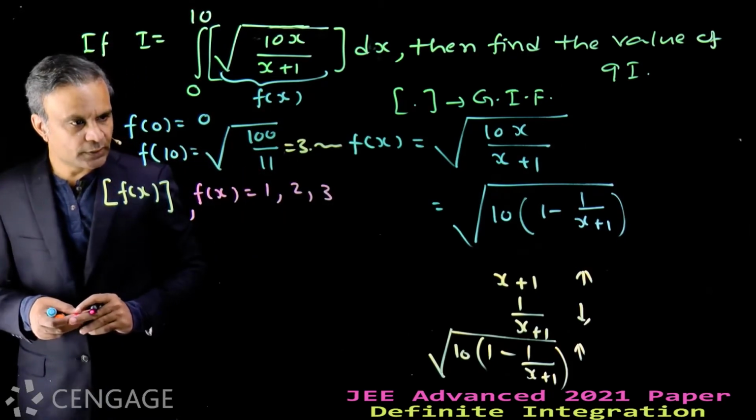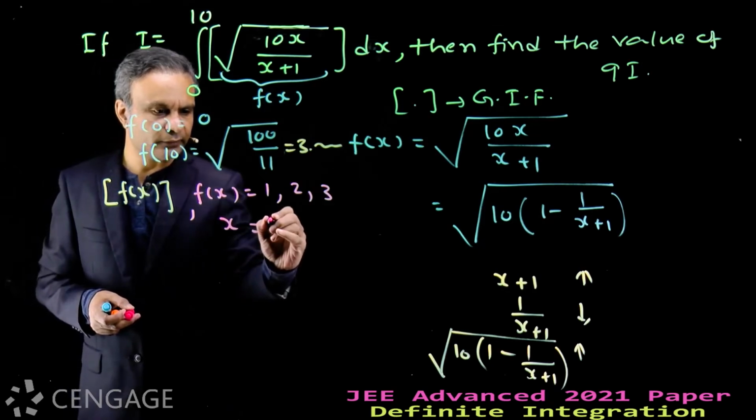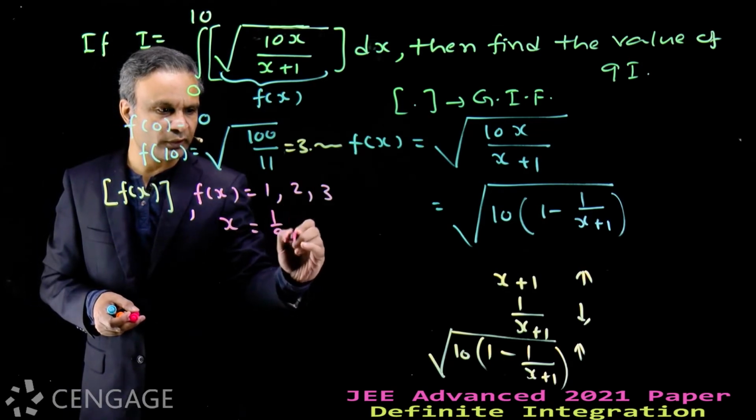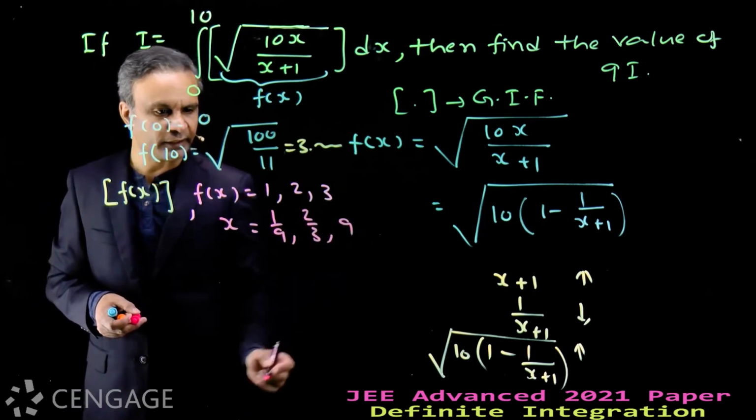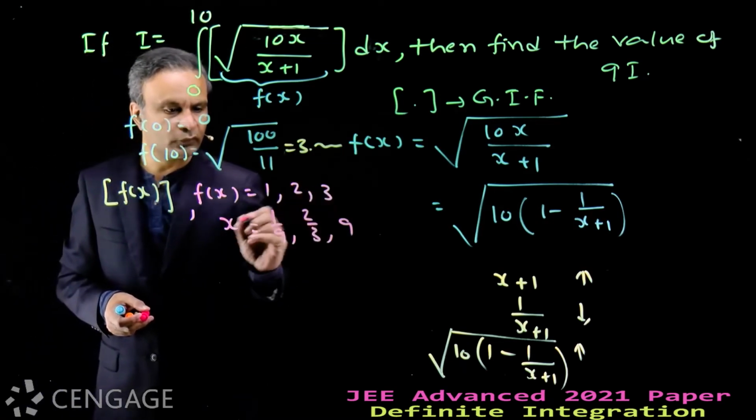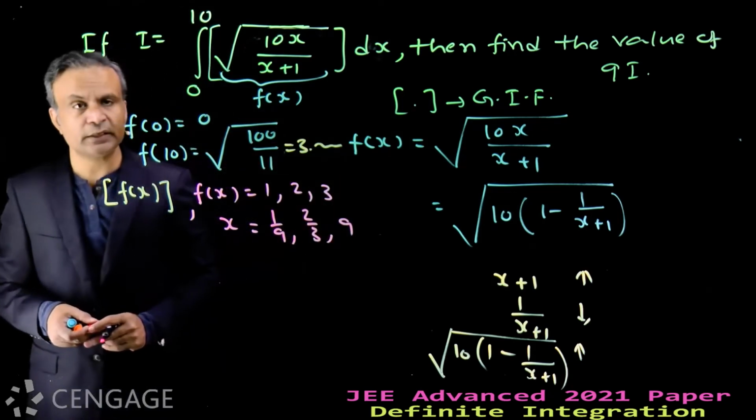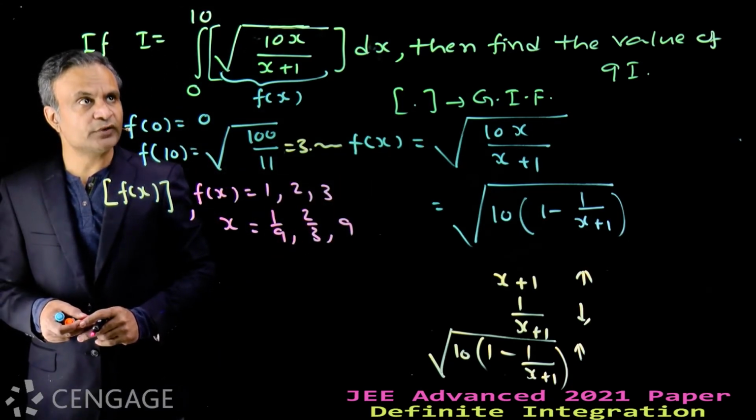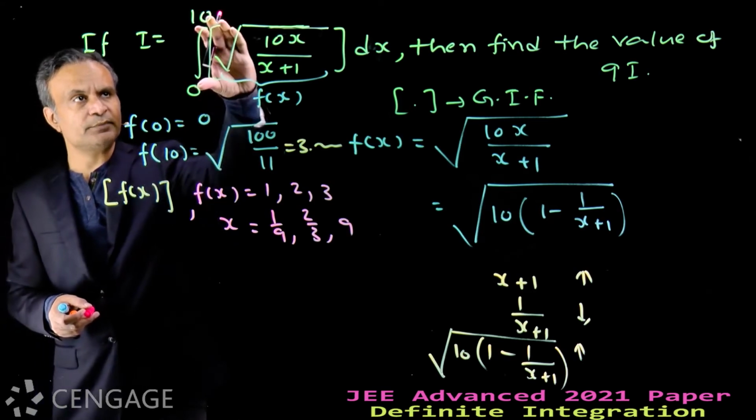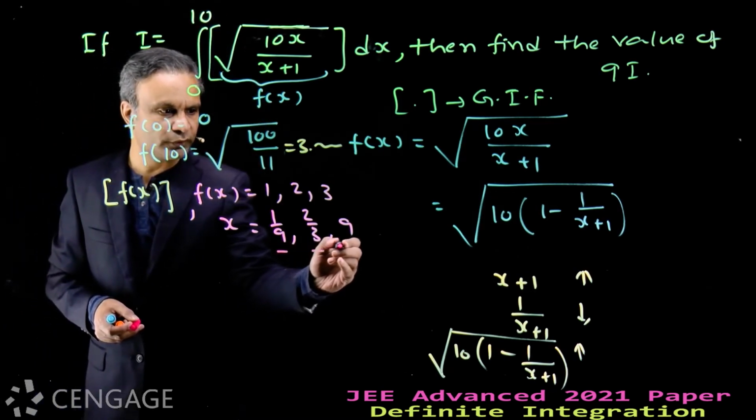Now we find the corresponding values of x. We will get corresponding values 1 upon 9, 2 upon 3 and 9. For f x is equal to 1, value of x will be 1 upon 9. For f x is equal to 2, value of x will be 2 over 3. And for f x is equal to 3, value of x will be 9. So we split the limits at three points, 1 over 9, 2 over 3 and 9.